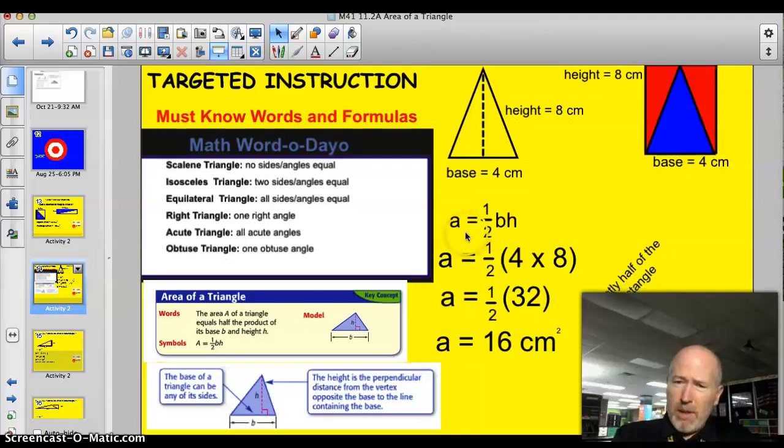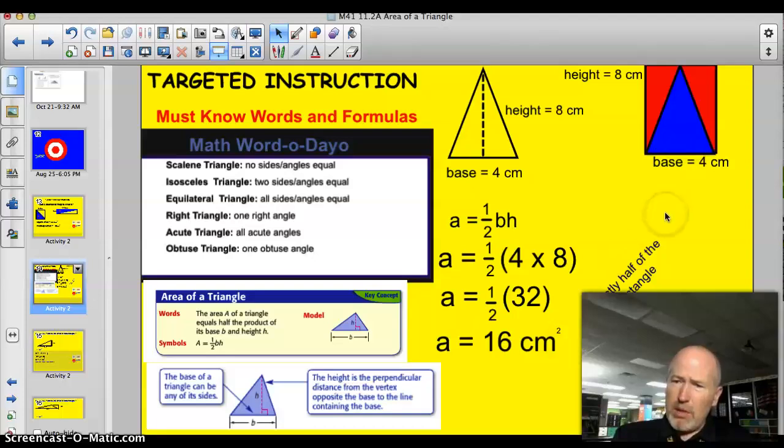So the area equals 1/2 the base times the height. So the area equals 1/2. Base is 4. Height is 8. So I simplify. The area is equal to 1/2 of 32. And half of 32, of course, is 16 centimeters squared, because we are talking about area. Area is always in units squared.